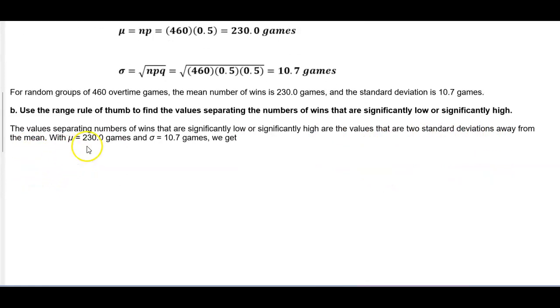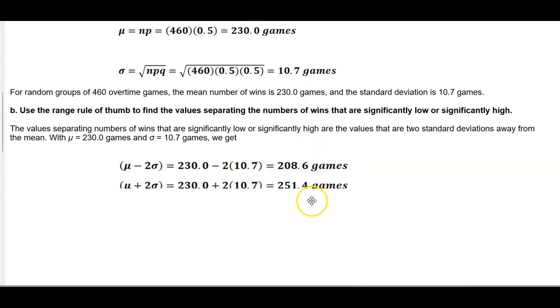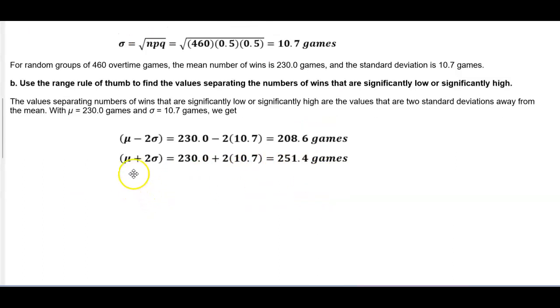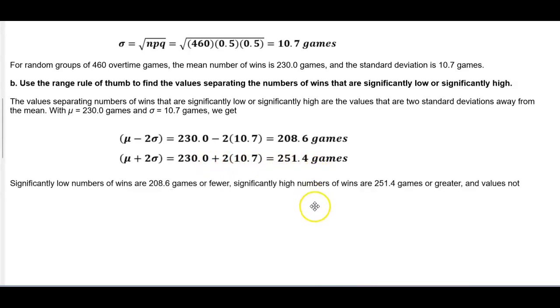So we know that the mean is 230 games, and the standard deviation is 10.7 games. So we get the following. Mean minus 2 times the standard deviation, 230 minus 2 times 10.7 gives us 208.6 games. Mean plus 2 times the standard deviation, 230 plus 2 times 10.7 gives us 251.4 games.